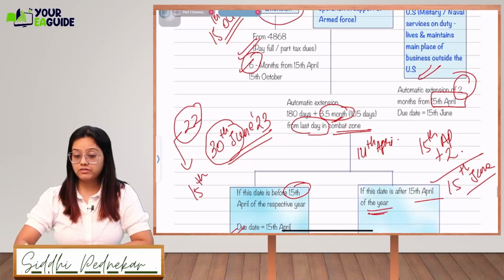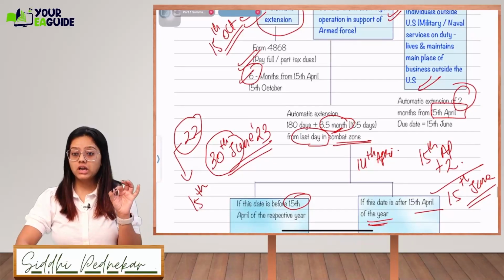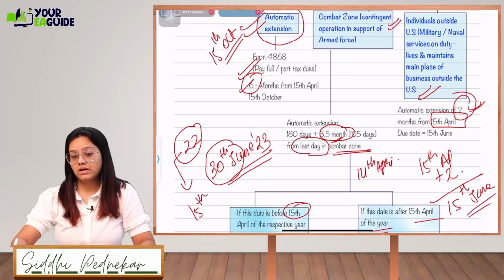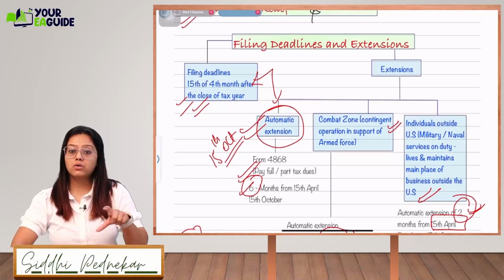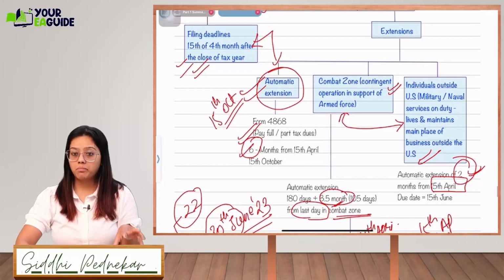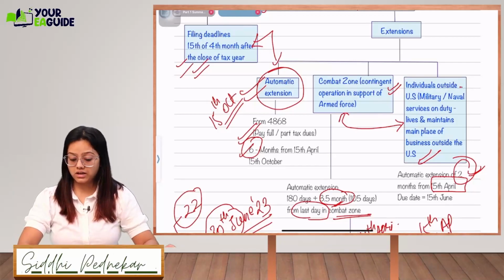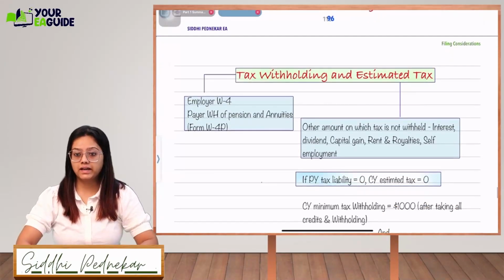Now let's say if till 15th June you are still not able to file the return, you can take again the automatic extension of 6 months more. So the original automatic extension which you can get is 2 months, and then 6 more months you can get. That is in the case of a person who is outside the US. So don't mix up these two things, guys. This is a combat zone, which is a totally different thing, and this is where you are totally outside the US. Okay, got it? This is our filing deadline and filing requirement.